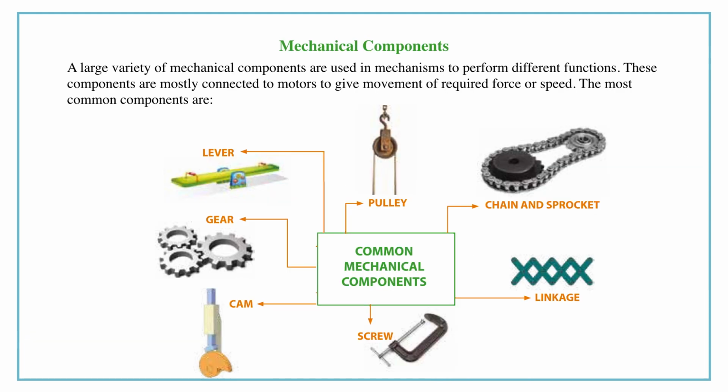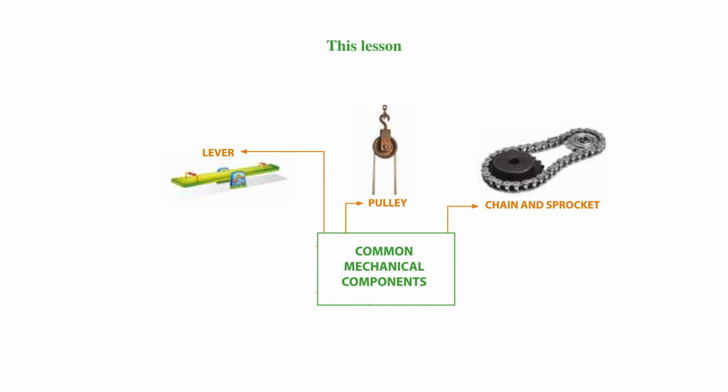A large variety of mechanical components are used in mechanisms to perform different functions. These components are mostly connected to motors and give movement of required force and speed. The most common components are the lever, the pulley, the chain and sprocket, linkages, the screw, cams, and gears. In this lesson, we will look at the lever, pulley, and the chain and sprocket.